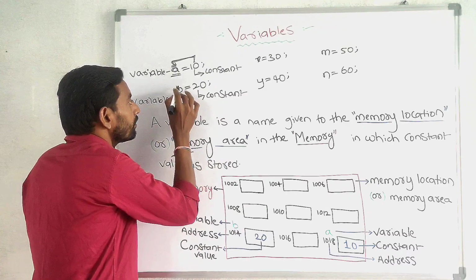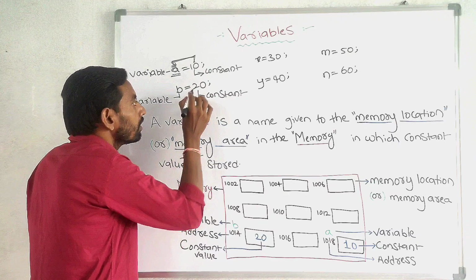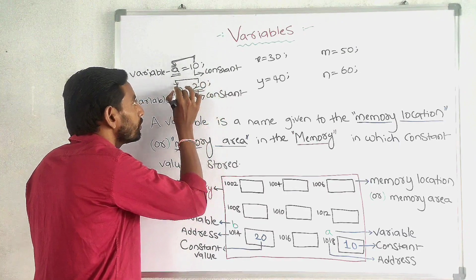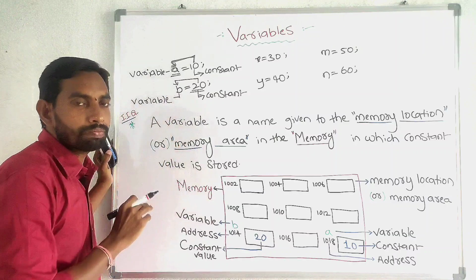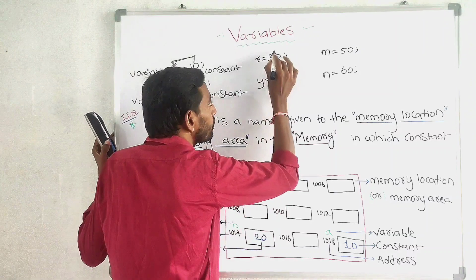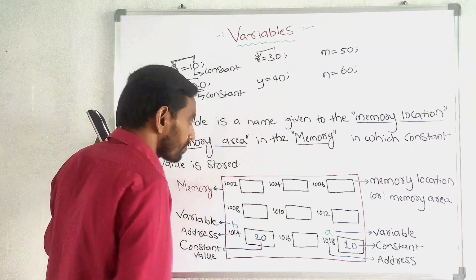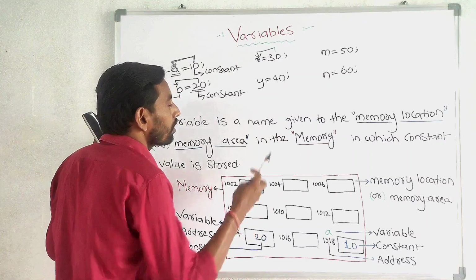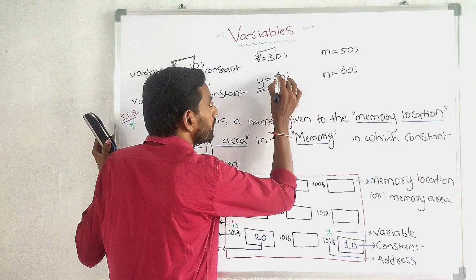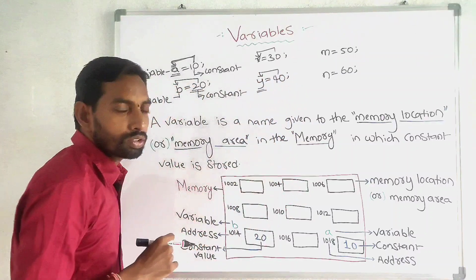Here also, a variable is a name. So B is a variable name in which the constant value 20 can be stored. Here also X is a variable name. In this variable name, the constant 30 can be stored. Here also Y is a variable name. In this variable, the constant 40 can be stored.